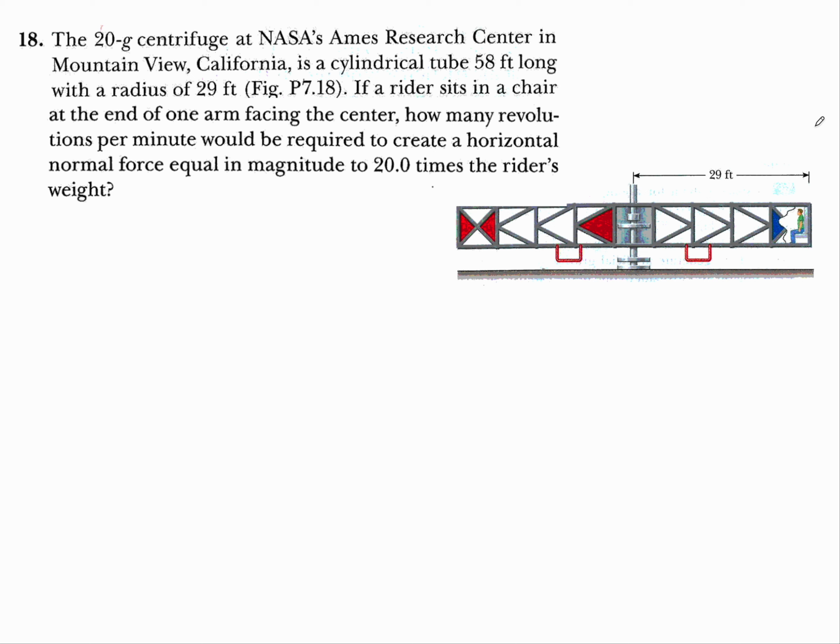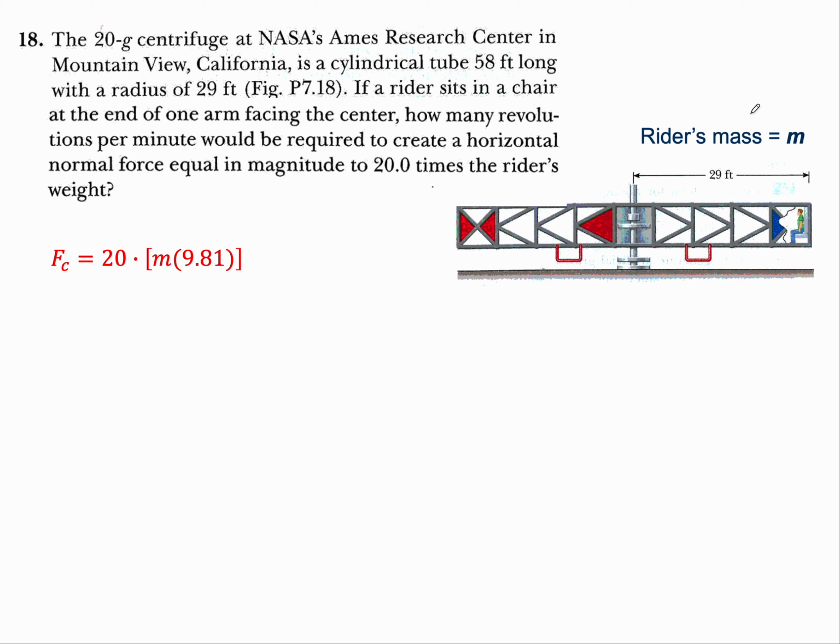If a rider sits in a chair at the end of one arm, facing the center, how many revolutions per minute would be required to create a horizontal normal force equal in magnitude to 20 times the rider's weight? So what we've got basically is this. I'm going to make the rider's mass m because it's not given. Yes, you could pick your favorite mass and it would work out just fine as well.